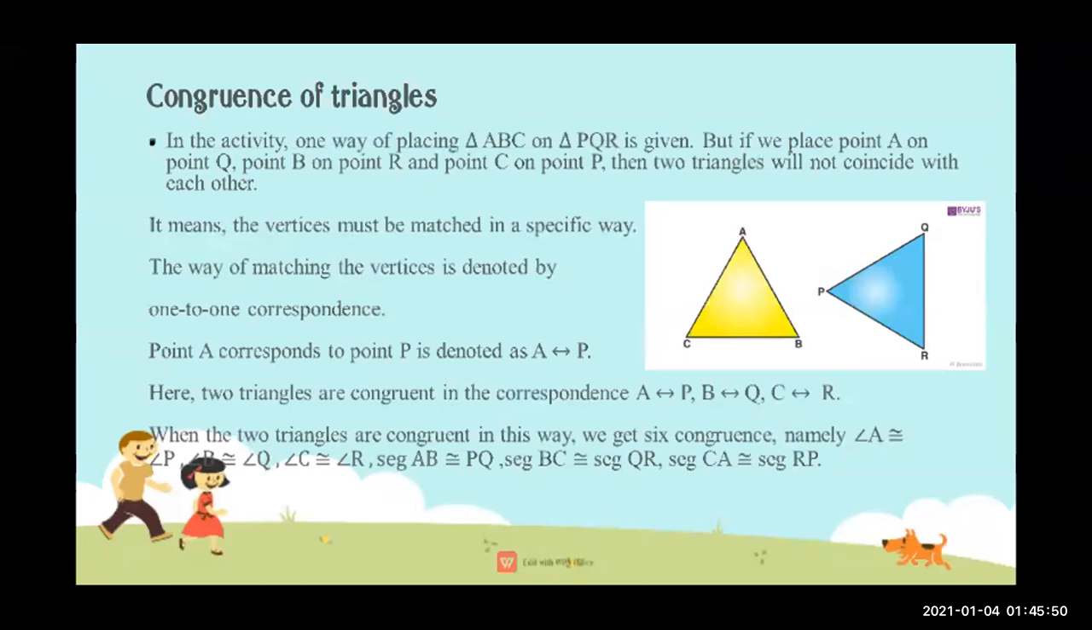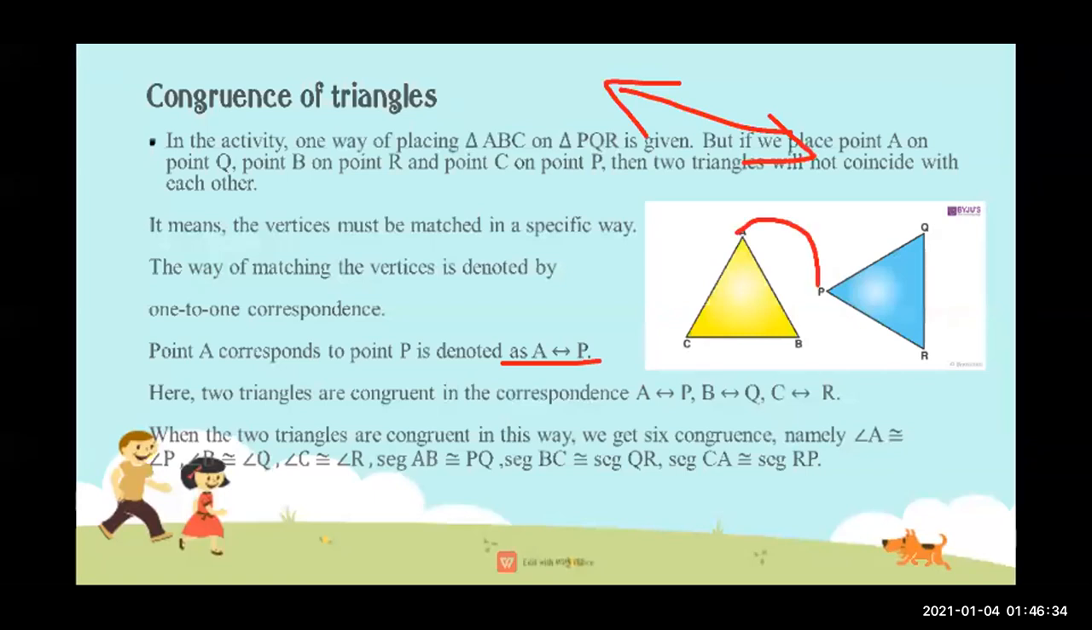Now what is the way of matching the vertex? It is 1-to-1 correspondence. Now I have shown you the symbol of correspondence also. This is the symbol of correspondence. Now it should match in a way of 1-to-1 correspondence. Here what we have to write: point A corresponds to point P. Instead of coincide, we have to write point A is in correspondence to point P, and it should be denoted as A corresponds to P.